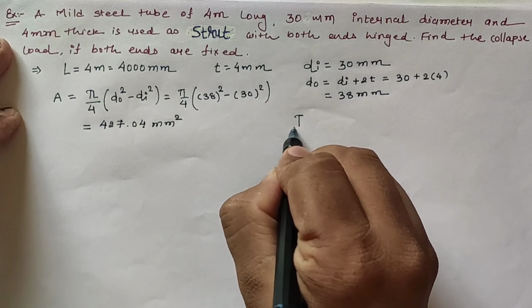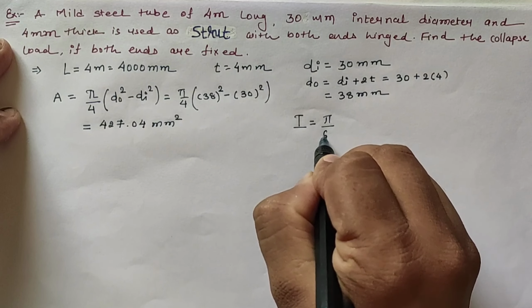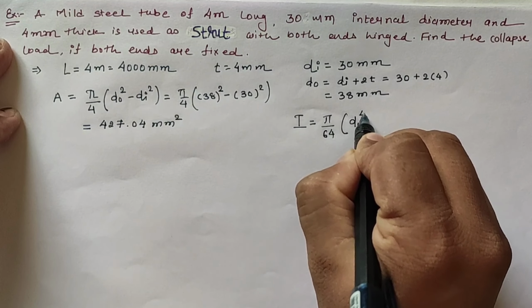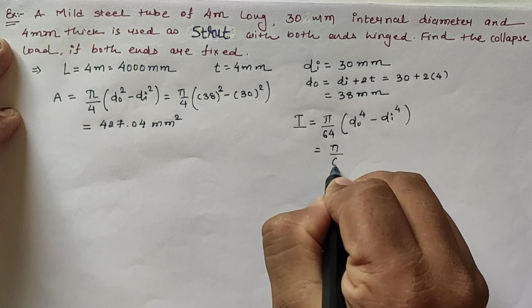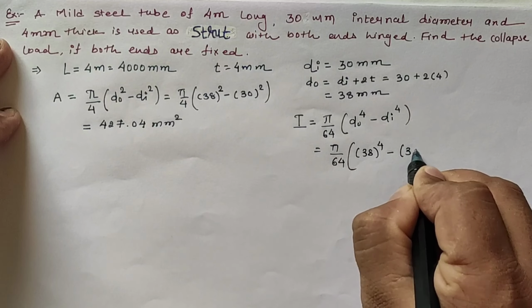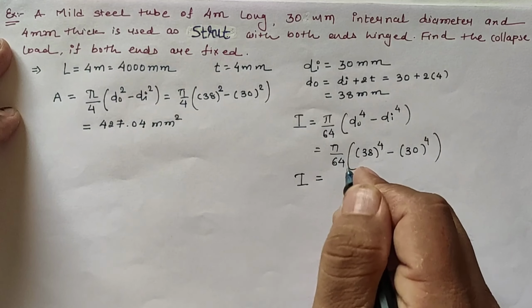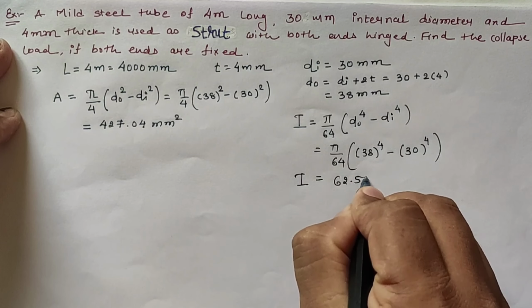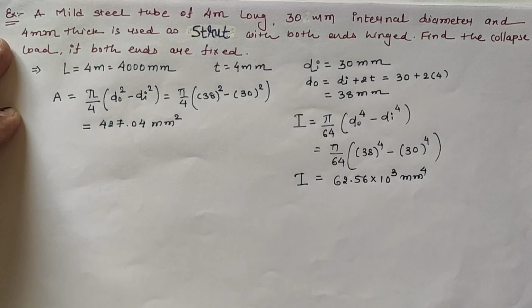Now focusing on moment of inertia I for hollow circular tube, which can be calculated by equation pi by 64, outer diameter raised to 4 minus internal diameter raised to 4. So putting up values, we have 38 raised to 4 as outer diameter and 30 raised to 4 as inner diameter. So our moment of inertia I is equal to 62.56 into 10 raised to 3 in terms of mm raised to 4. So for the hollow circular tube, we have moment of inertia and cross sectional area as calculated.